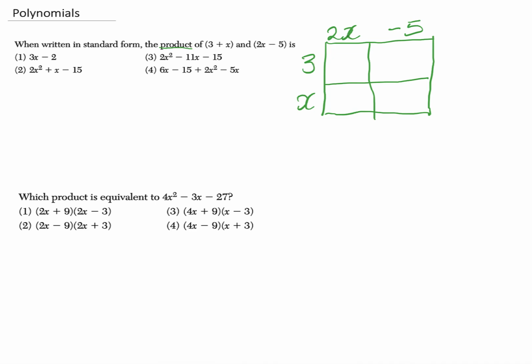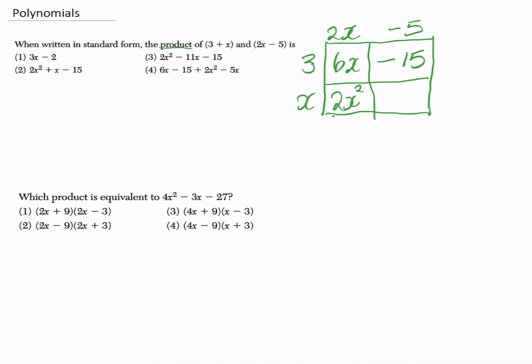So 3 times 2x, that gives you 6x. 3 times negative 5. Now, we know when you're multiplying, a positive times a negative is a negative. And if you multiply 3 and 5, you get 15. x times 2x will give you 2x squared.